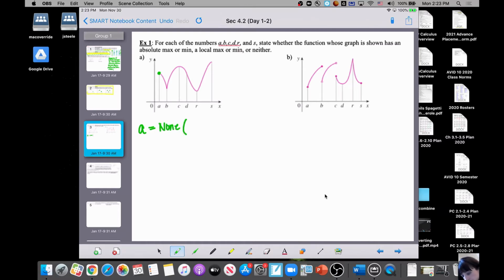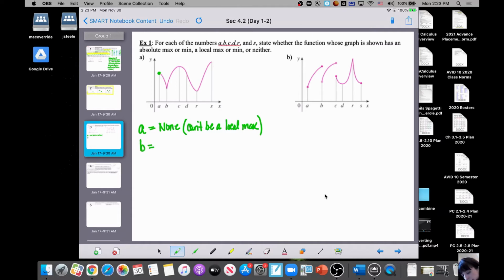And our reason for this is it can't be a local max, right? It would be higher than the points, but we can't see the other side of the endpoint, so we don't know. We can't call it a local max because we can't test the left-hand side. So it has to be a none.